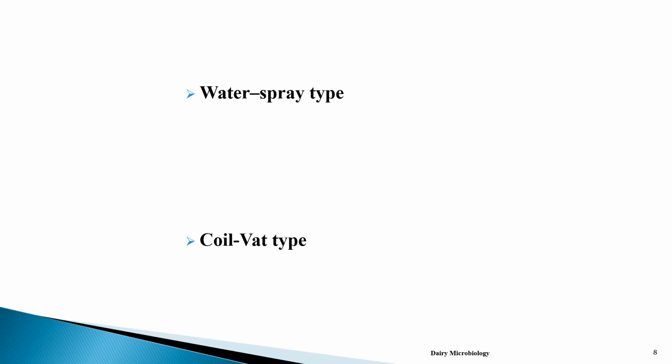The third type is the coil vat type. In this, the heating or cooling medium is pumped through a coil placed in either a horizontal or vertical position, while the coil is turned through the product. The turning coil agitates the product, but additional agitation may be required.